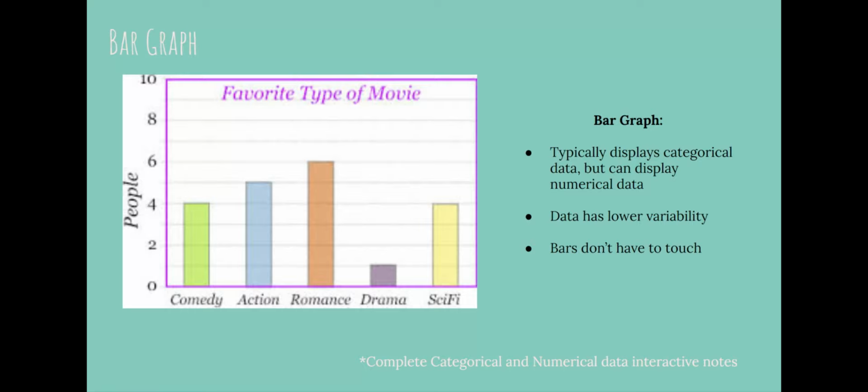Bar graph. Most of you are probably already familiar with this. Typically displays categorical data. You could use it to display numerical data, but that's not as common. It is data that has lower variability. So just like the dot plot, we want to see a lot of overlap in our responses to make it interesting. And these bars don't have to touch.